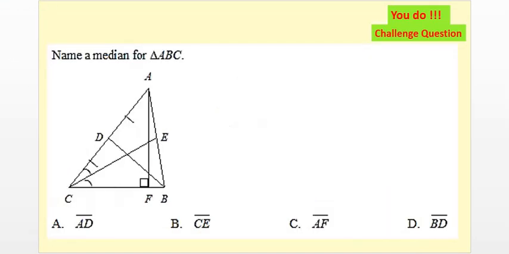Clear? Last challenge question. Now better pause the video here, try to solve this challenge question on your own, and then play the video to check your answer. Here is the correct option. They were talking about the median, so for sure we have to look for where the midpoint is. So the midpoint is here, and this midpoint is joined to the opposite vertex B, so that's why BD is the median. That's all for this video. Hope you understand the idea.